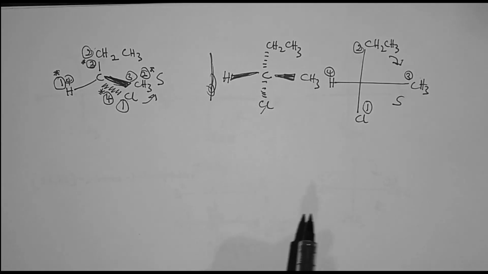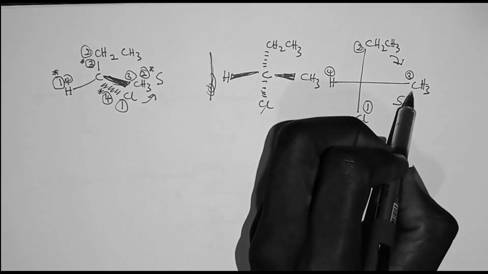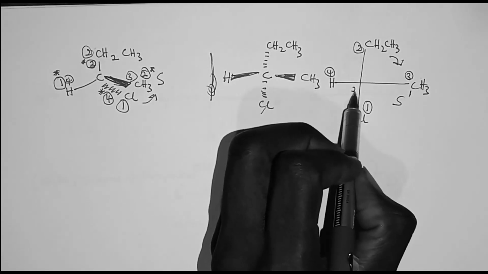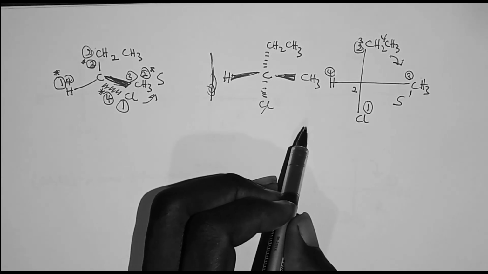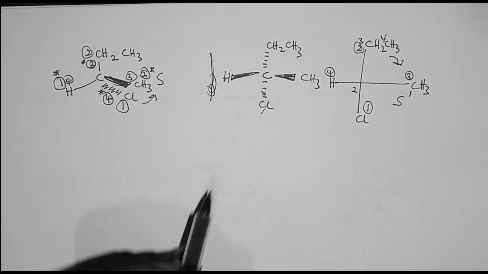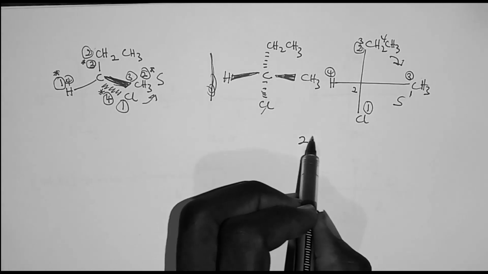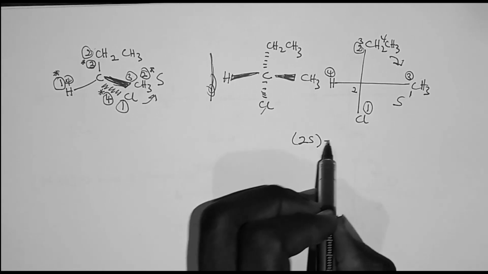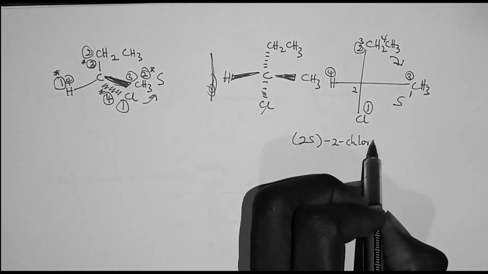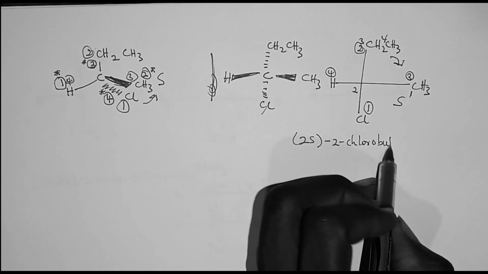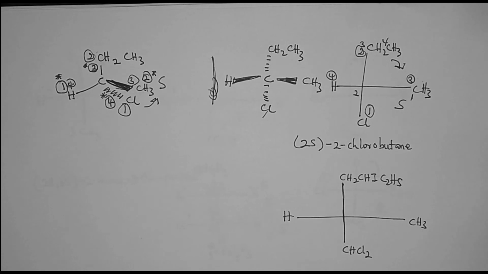Let's go ahead and name the molecule. So this is carbon number 1, carbon number 2, carbon number 3, and carbon number 4. So this is a butane. And then we have a chlorine, that is 2S on carbon number 2. So it becomes 2S. We put it in a bracket. 2-chloro. And because there are 4 carbons, it is a butane. So 2S, 2-chlorobutane.